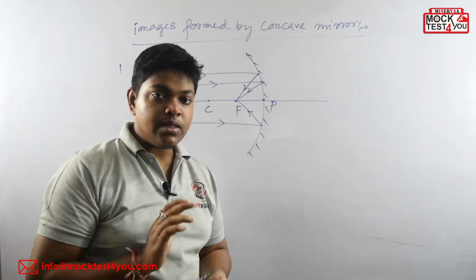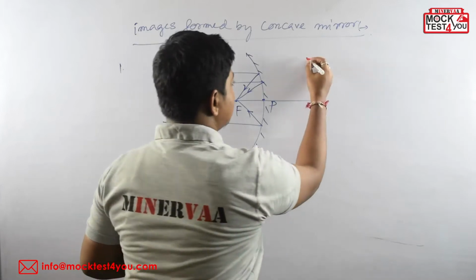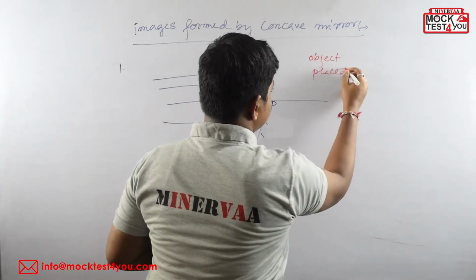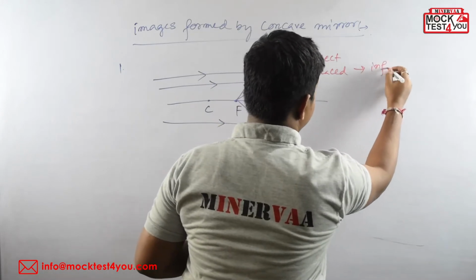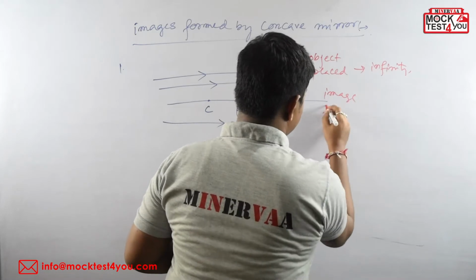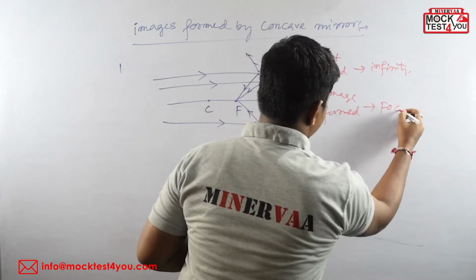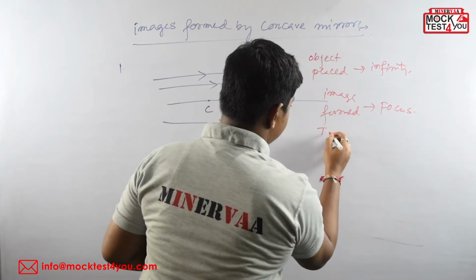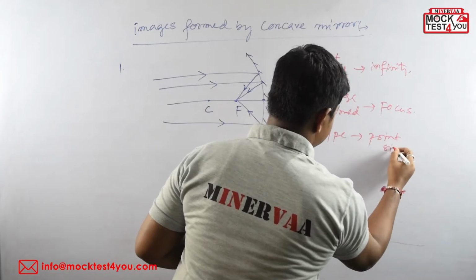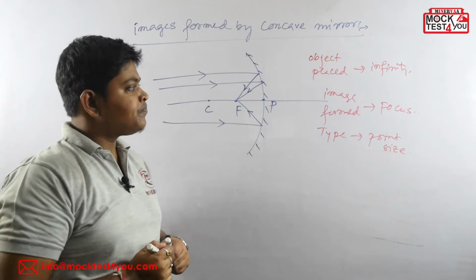So if your object is placed at infinity, where the object is placed at infinity, image formed, where is the image being formed? Image is formed at the focus. What's the type of image? It's a point size image, right? We are getting a point size image at the focus.